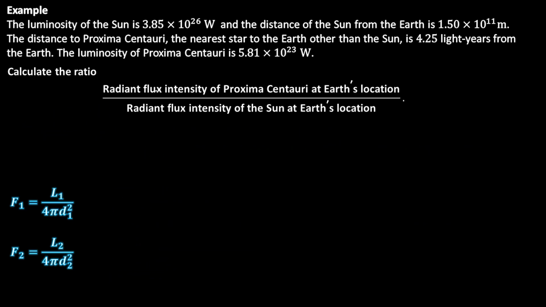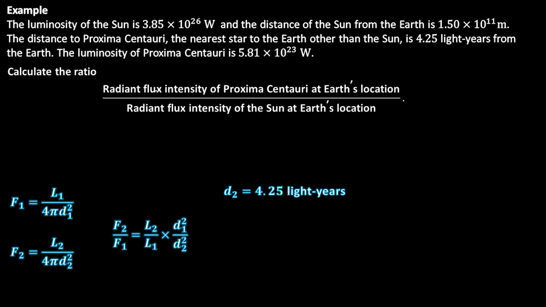If we take F2 and divide it by F1, we have this ratio: F2 / F1 = (L2 / L1) × (d1² / d2²). So what is asked in this question is simply to find this ratio. However, before we substitute, we have to convert the distance d2, which is given in light years, into meters.